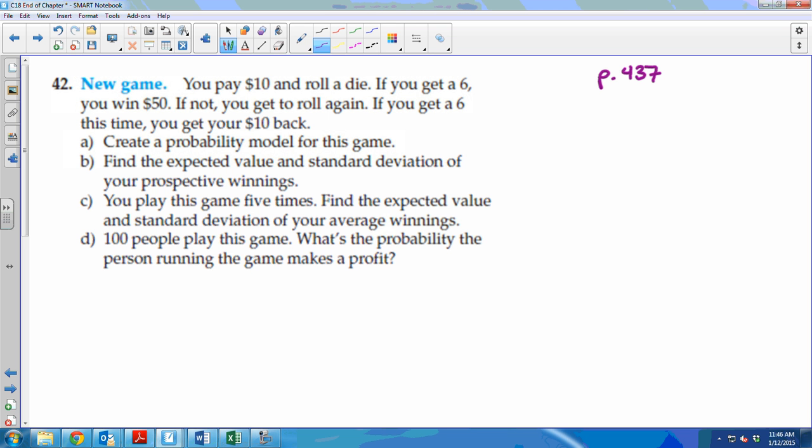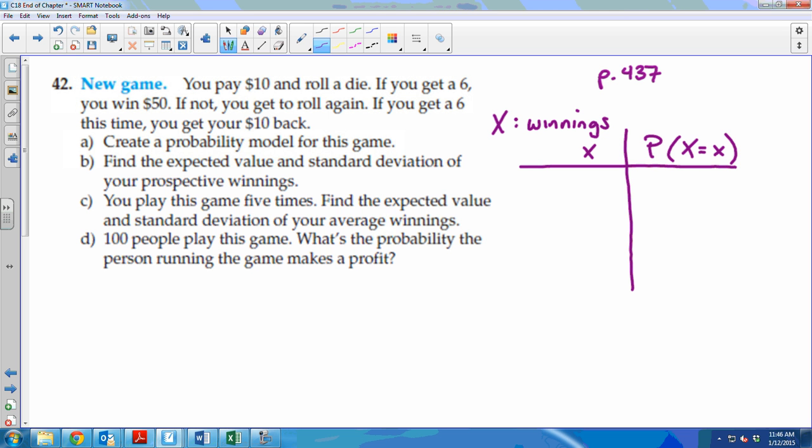So what's a probability model? What does that look like? Like a chart, right? It's a table. It keeps track of your outcomes and the probabilities that those outcomes occur. So we're going to define a random variable as your winnings in this game, and then you're going to have your outcomes and the probability those outcomes occur.